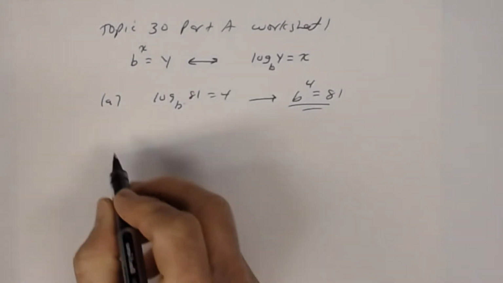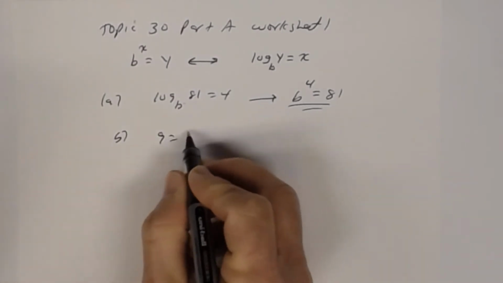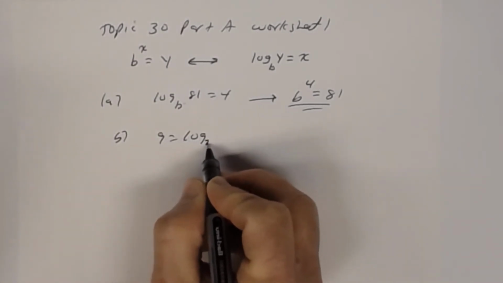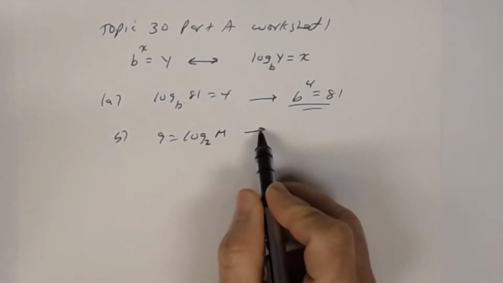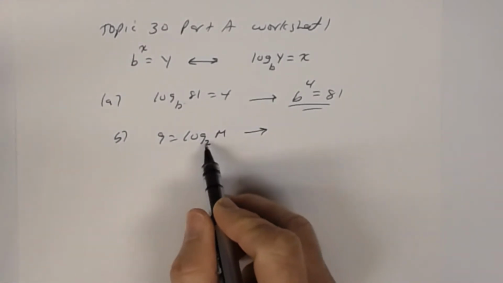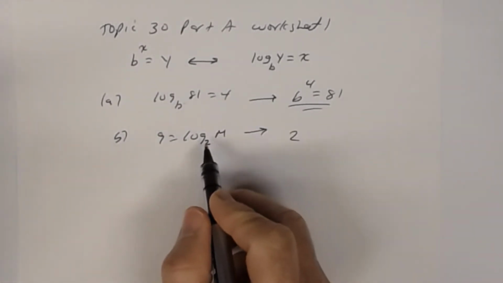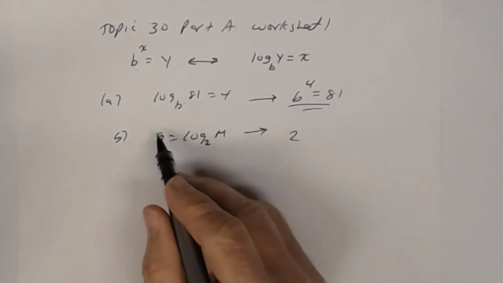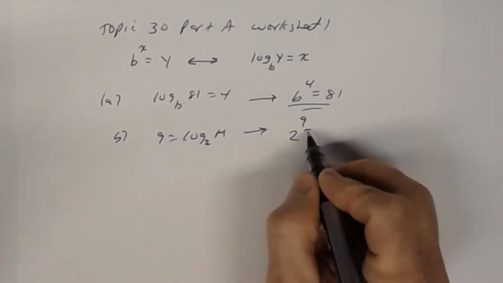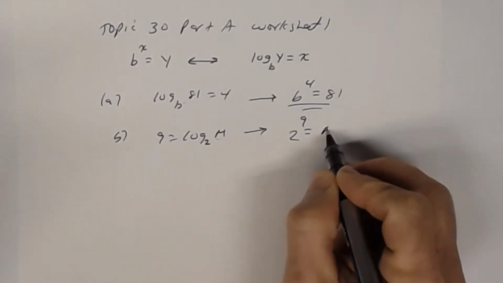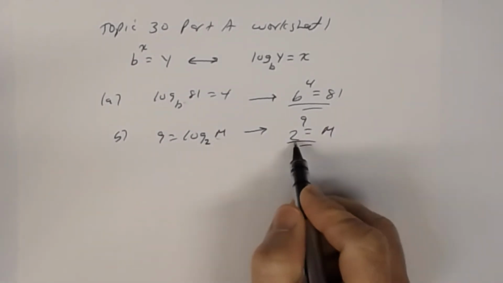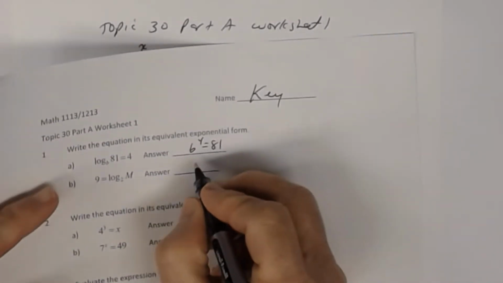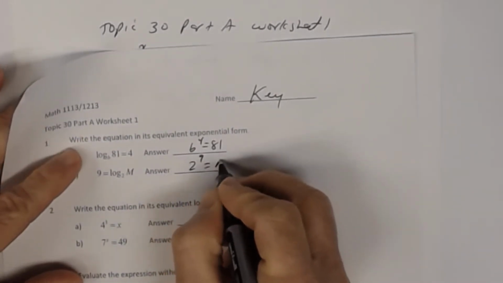The next one, in letter B, you have 9 equals the log base 2 of m. Again, always start with the base. The base is 2, so put that first. Then 2 to this power, which is always the exponent of your exponential. So 2 to the 9th equals, and your argument goes there. So the answer is 2 to the 9th equals m.